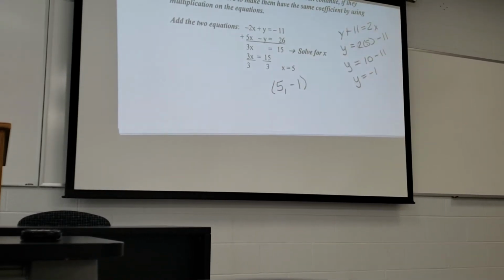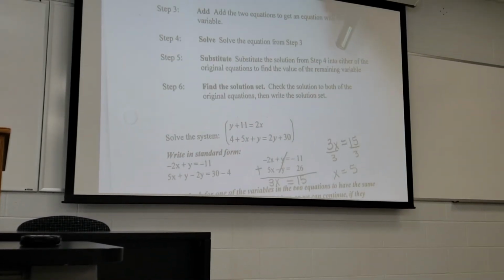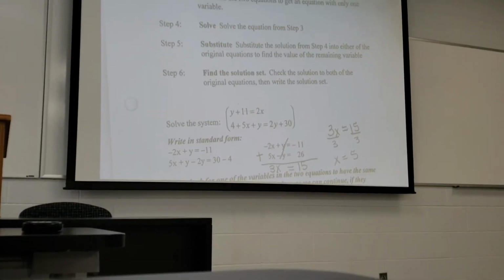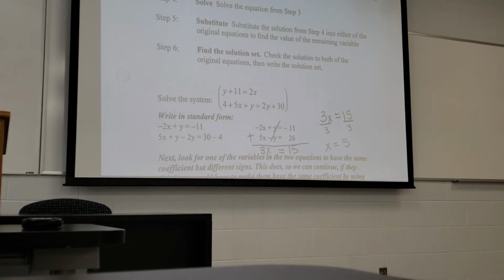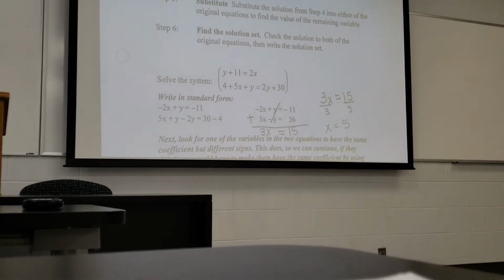They actually finish this one on the next page. And the 5, -1 would be where it is set. So if you graph them, they would intersect at 5, -1.